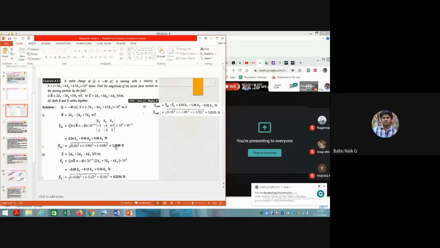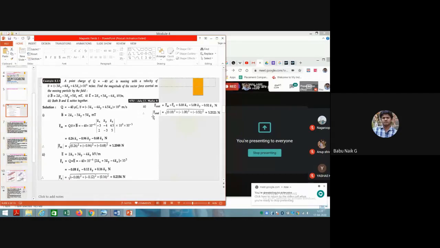Which is in magnetostatic and which is in electrostatic: in electrostatic, the force is less; in magnetostatic, the force is more. Okay, so this is for finding the force in a magnetostatic and electrostatic field.